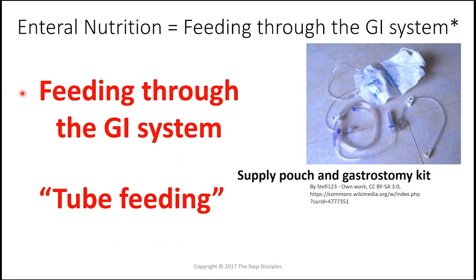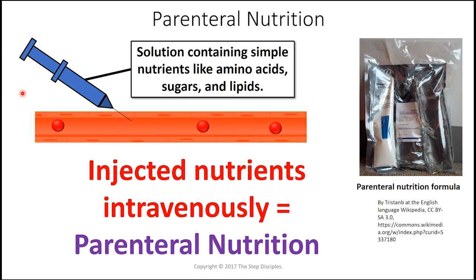And again, enteral nutrition, just feeding through the GI system, tube feeding. Okay, parenteral nutrition is different from enteral nutrition. It's actually injecting nutrients intravenously. So a solution containing simple nutrients like amino acids, sugars, and lipids will just be directly injected into blood. So again, you would do this kind of administration of nutrients, either parenteral or enteral, if for some reason the person can't eat, or they can't digest food, or maybe they have an obstruction somewhere in the GI tract, so they can't really properly digest food, or it's dangerous for them to be loading up their GI system, then you would do this, right?